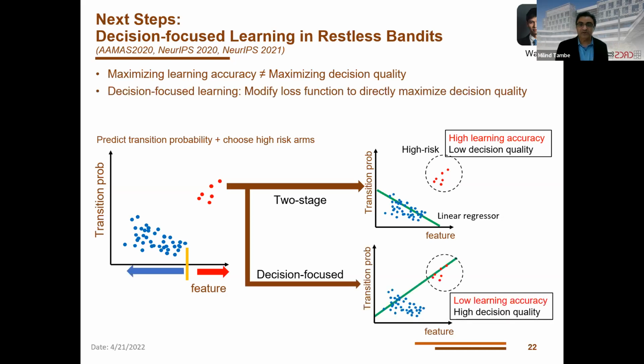A decision-focused approach modifies the loss function to directly maximize decision quality. What this means is it will learn as a linear regressor, the green line shown. It is low in terms of learning accuracy. We can clearly see it does a poor job of predicting the blue dots, but it's good at predicting the red dots, which is what we want, allows us to achieve higher decision quality.